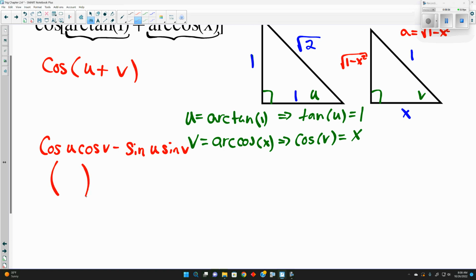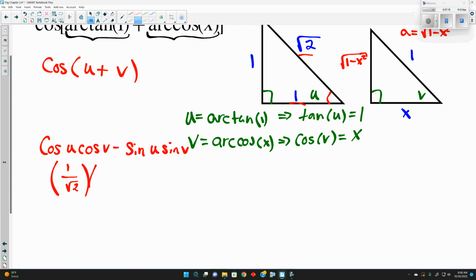And we can fill these in just based off the two triangles that we have. So cosine of u, so if I look at angle u, cosine is adjacent over the hypotenuse, so 1 over the square root of 2. And we can leave it as this here. We can rationalize the denominators later. Let's go on and solve it first before we start messing with that.